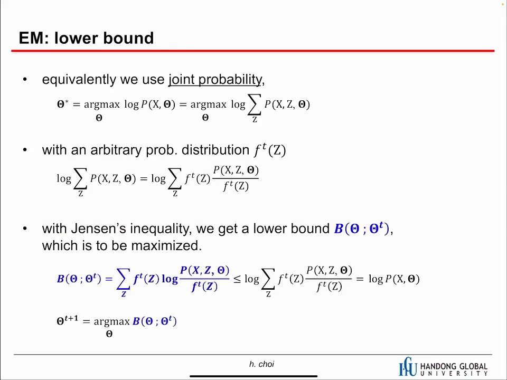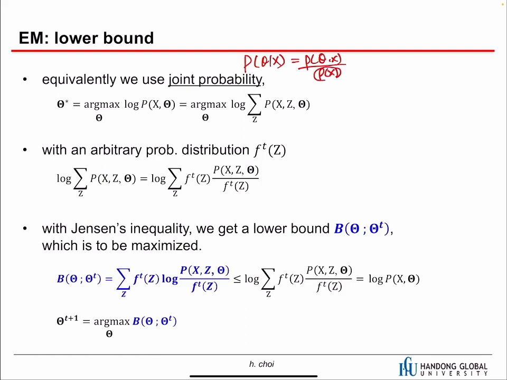So we're going to talk about the equations in detail. EM algorithms start from a lower bound. Equivalently, we're going to use a joint probability. Before, we talked about the posterior probability, which is theta given x, but this one is actually theta, x, p of x.